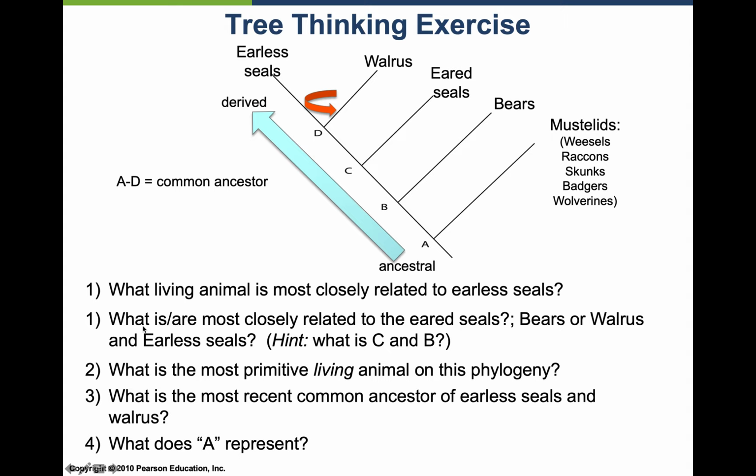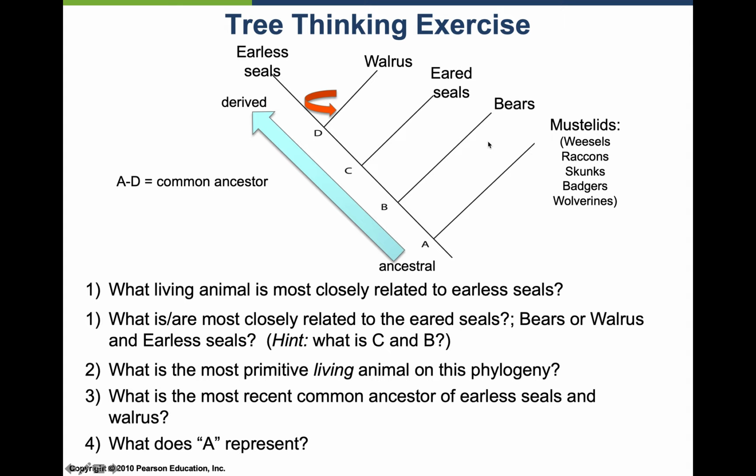Good. What is most closely related to the eared seals? So that's what's right here. Bears or walruses? You have to choose. Bears or walruses and earless seals. So again, you should be able to do it just like question one. That's why they're both question one here. You can go down and say, okay, where's the common ancestor? So the common ancestor here is C. Here's the eared seals. So that means these form a monophyletic group. So earless seals and walruses are going to be more closely related to eared seals than bears.